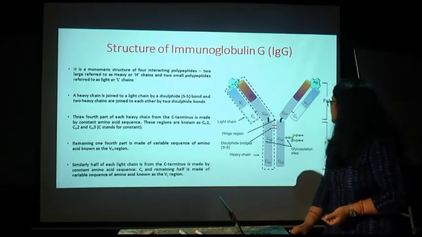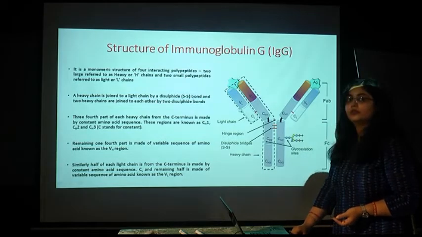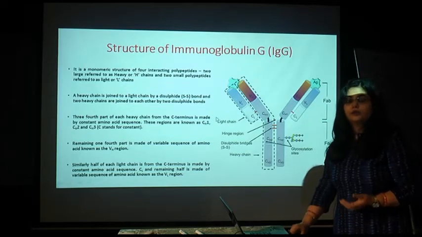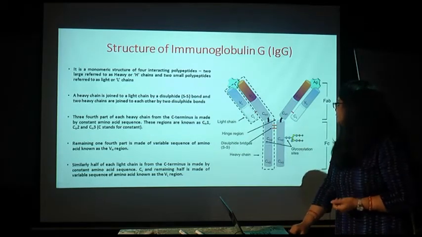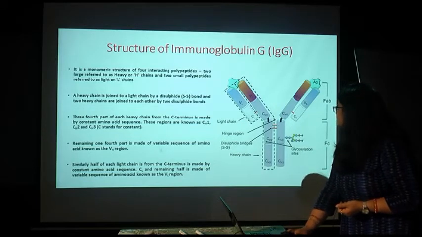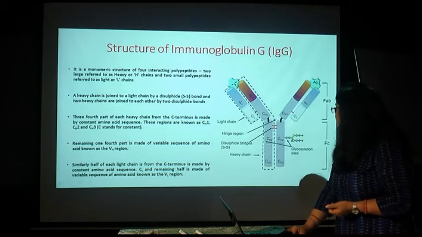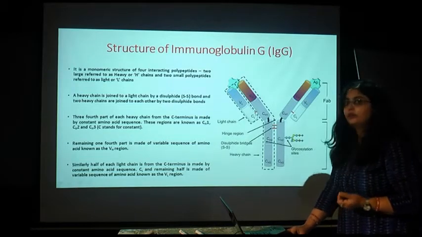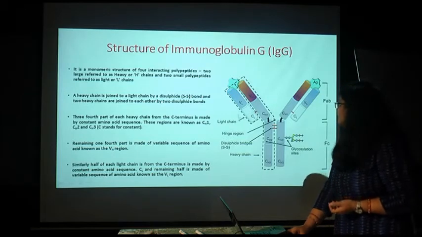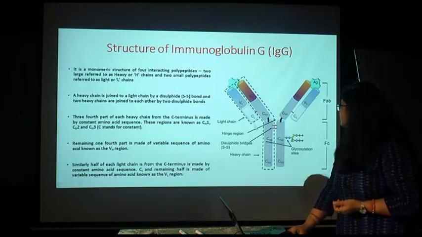Similarly, in the light chain, half of the sequence consists of constant amino acid sequences and half consists of variable amino acid sequences. So the constant ones are known as CH1, CH2 and CH3, and the variable one is known as VH. V and C standing for variable and constant regions. Now similarly, in the light chain we have variable VL and CL.